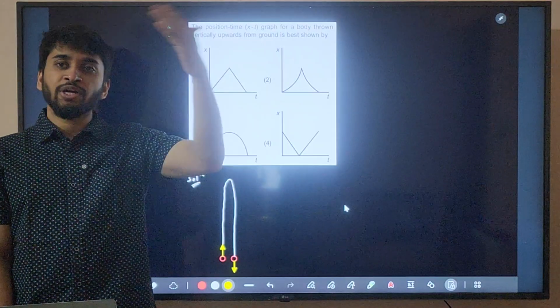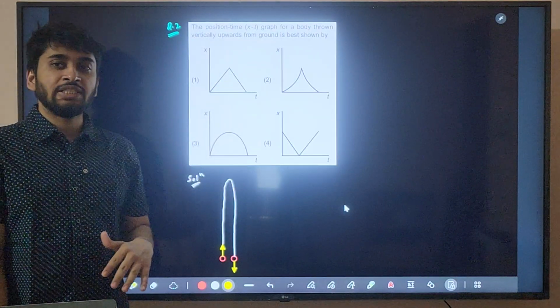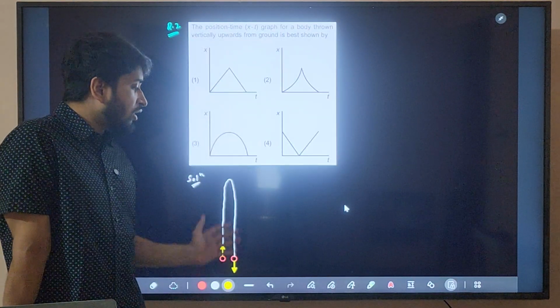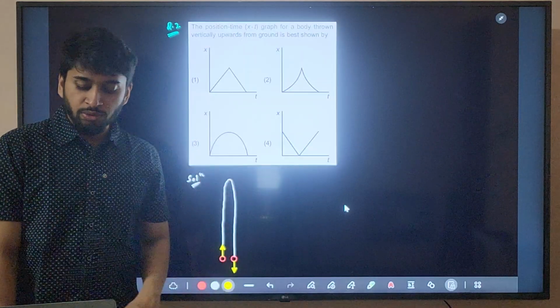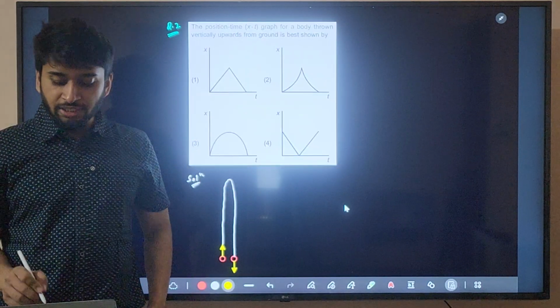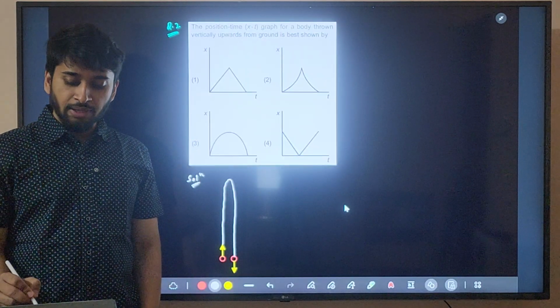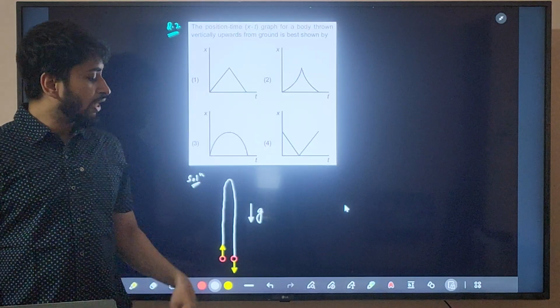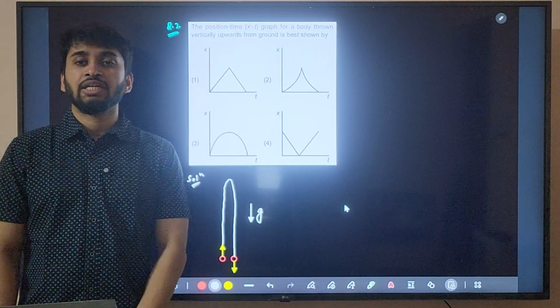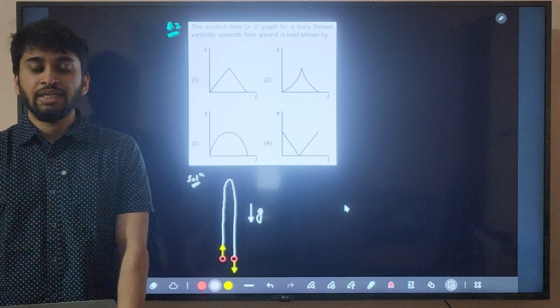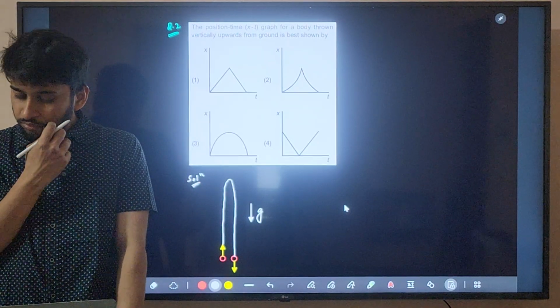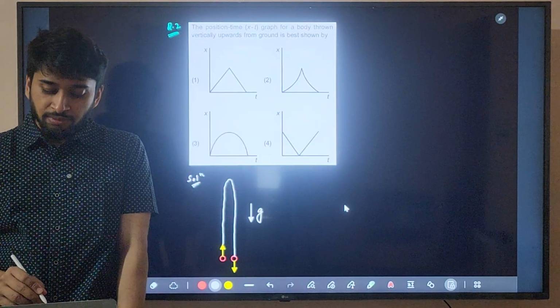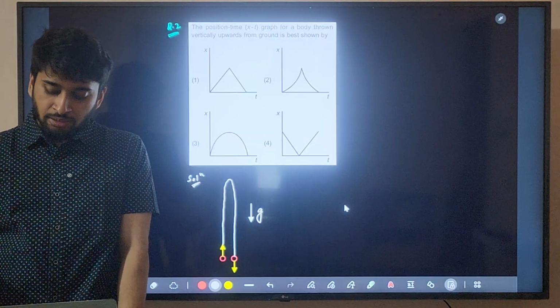So if I'm taking upward as positive and downward as negative, then throughout the journey the acceleration due to gravity will always be acting in vertically downward direction. Yes, sir? Throughout the journey the acceleration due to gravity will always be acting vertically downward. So throughout the journey the acceleration will be a constant negative, right? So for constant negative acceleration, how is the position time graph?